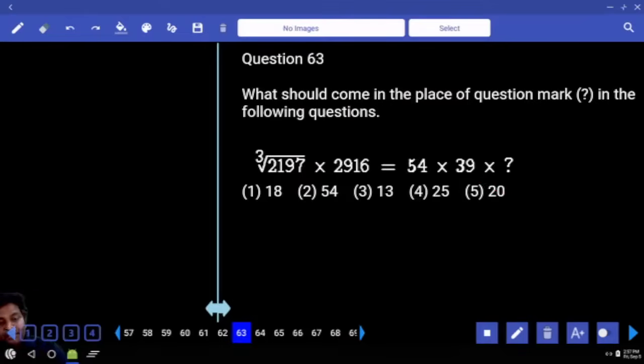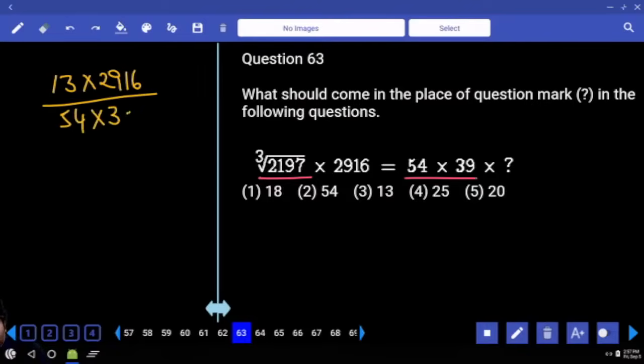Cube root of 2197. 13 into 2916. Right hand side 2 numbers comes left hand side. 54 into 39. Last digit verification. Numerator ends with 8. Denominator ends with 6 into which number ends with 8? Either 3 or 8. How many options are there? Come on. 2 options are there, correct?